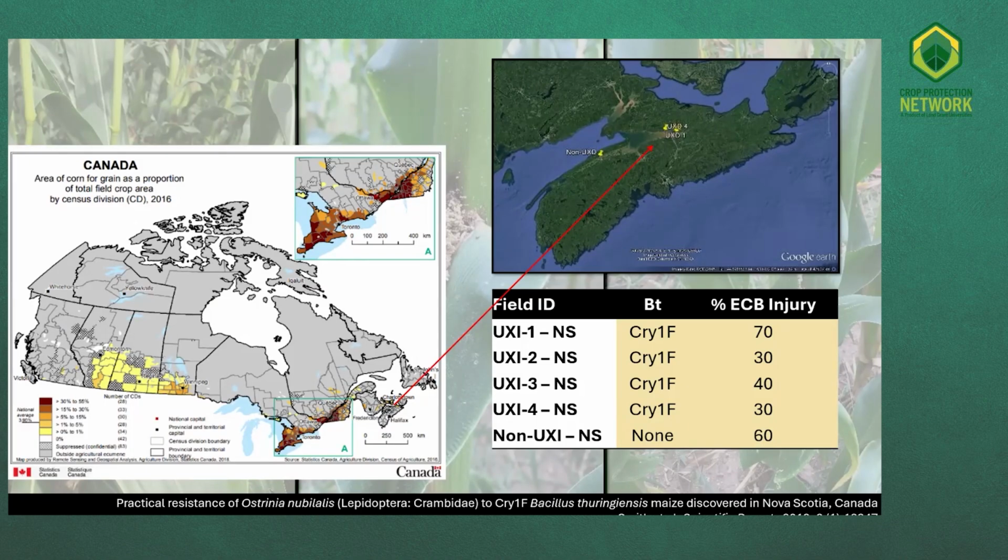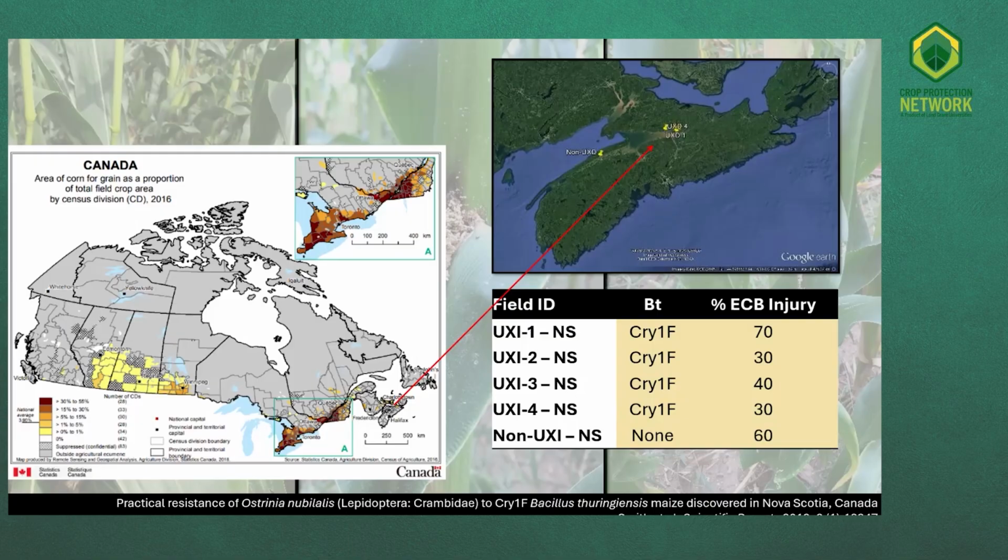Here on the map, I hope you can see, this is the map of Canada on the left. There's a blue square down there at the bottom, which shows the majority of our corn production in Canada, which is in Southern Ontario, the province that I'm located in. However, where we found this problem with corn borer resistance was out in the Atlantic provinces, particularly Nova Scotia. So I've zoomed in, if you follow the red arrow up to the map on the right corner, to the province of Nova Scotia and where the situation was initially found.